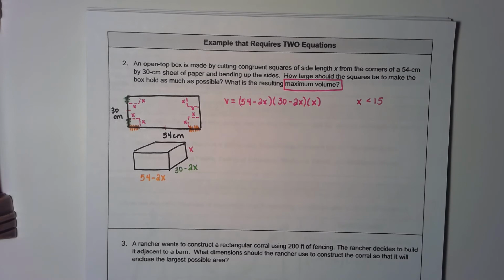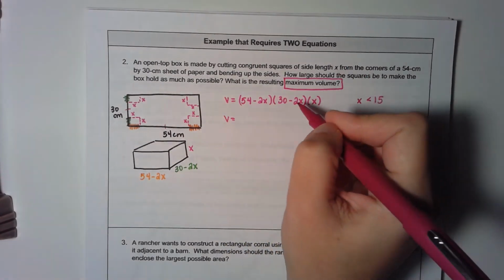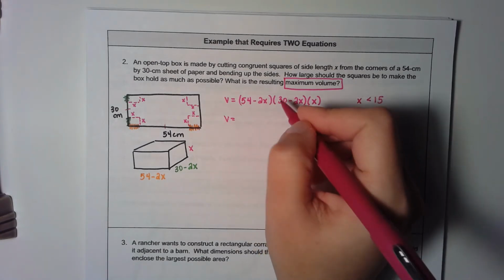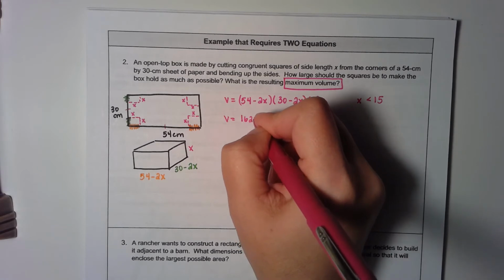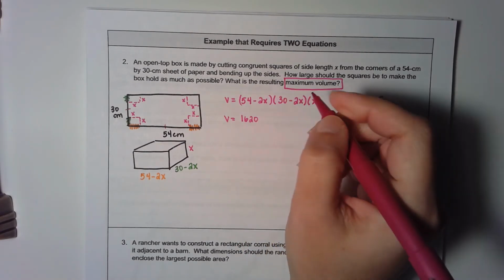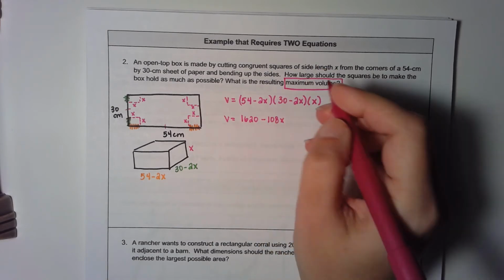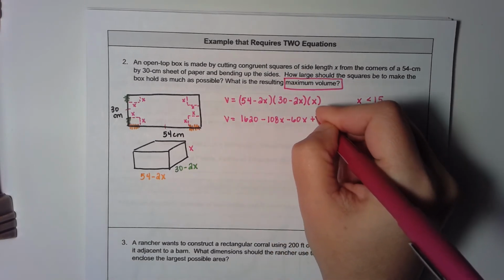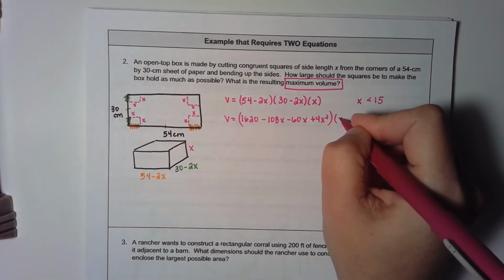Now, before I try to take the derivative and solve, I do think it would be a really good idea to simplify this equation. So I'm going to simplify by distributing. First, I'm going to multiply these first two parentheses together, then I'll multiply by x. 54 times 30, I'm going to get 1620. And then 54 times negative 2 is minus 108x. Negative 2 times 30 is negative 60x. Negative 2 times negative 2 is plus 4x squared. And this whole thing is times x.